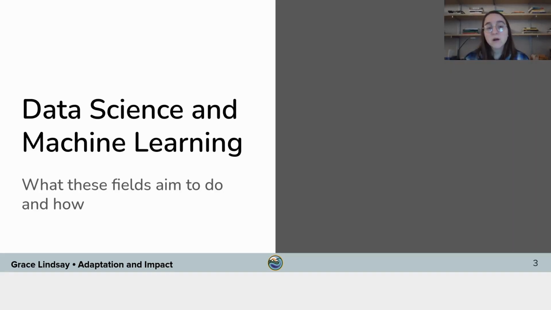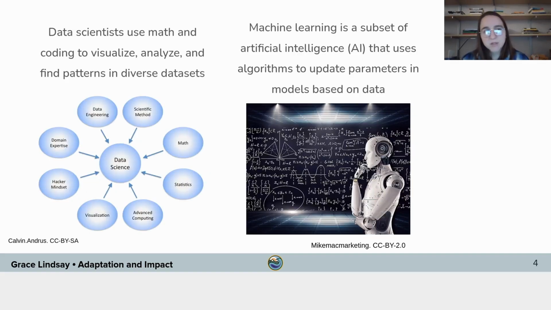So let's start with our understanding of data science and machine learning as a field. Data science is a field that uses math and coding to visualize, analyze, and find patterns in diverse data sets. It's an interdisciplinary field where it draws techniques from many different disciplines, but it also has applications in many different disciplines. Machine learning is a subset of artificial intelligence, so it aims to build tools that can perform intelligent tasks using computers, and it uses algorithms to update parameters in models based on data. So not all artificial intelligence has to be a form of machine learning, but in modern artificial intelligence, basically everything is the result of machine learning.